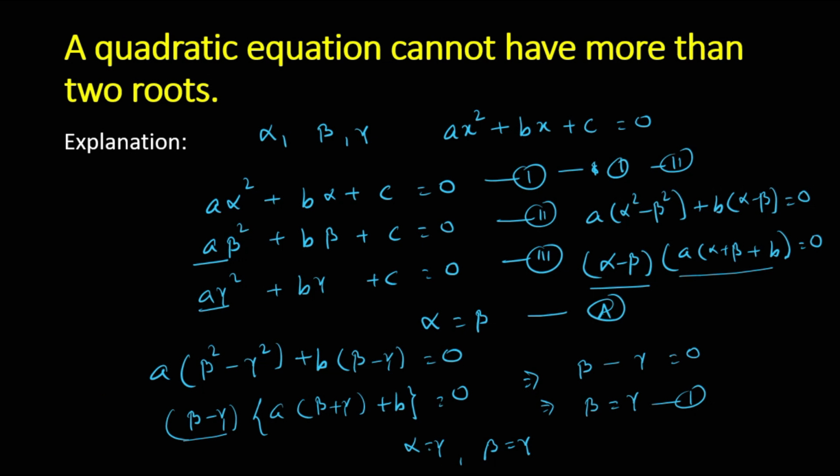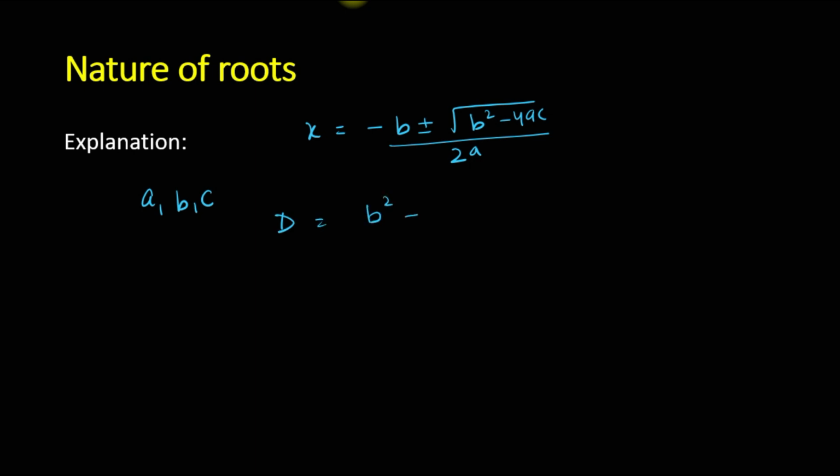Now moving to the next slide, we have the nature of roots. When we find the roots of the quadratic equation, we get x is equal to minus b plus minus under root b square minus 4ac divided by 2a. The nature of roots depends on the values of a, b and c, that is the coefficient of x square, the coefficient of x and the constant term c. Here the term under root, b square minus 4ac, is known as D. D is equal to b square minus 4 into a into c.